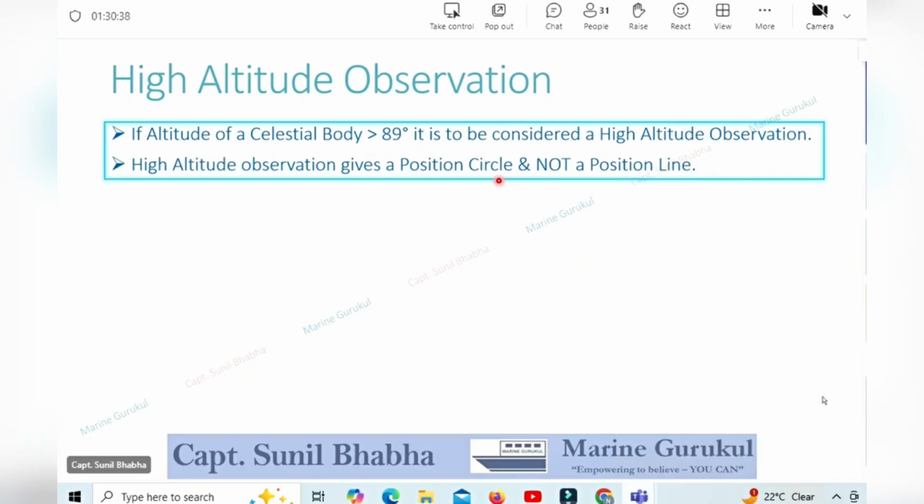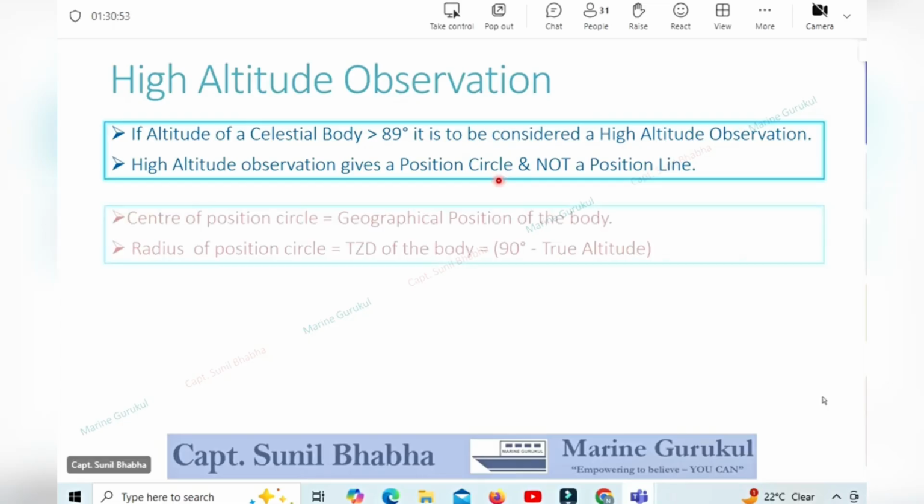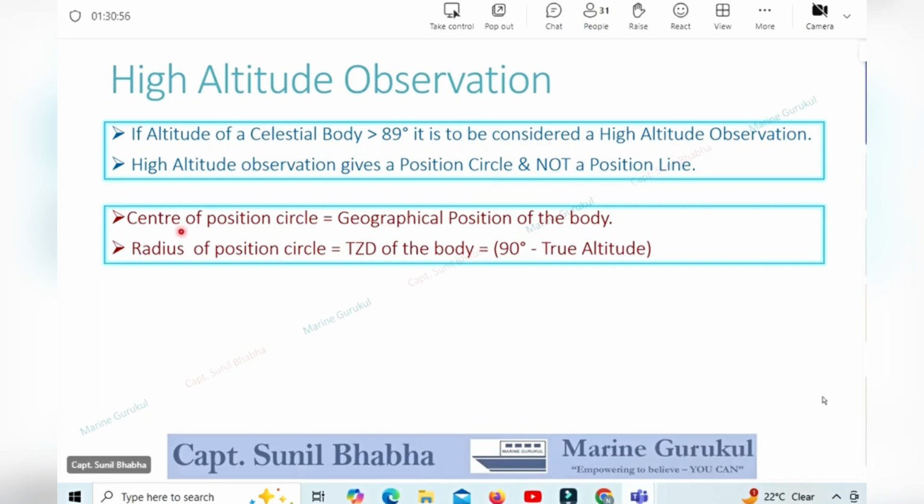Now, when we get a position circle, the next question which arises is, what is the center and what is the radius of that position circle? These are the two things which we require to plot a position circle. The center of the position circle is given by the geographical position of the body, also known as GP. And the radius of the position circle is given by the true zenith distance of the body, which is obtained by 90 degrees minus the true altitude.